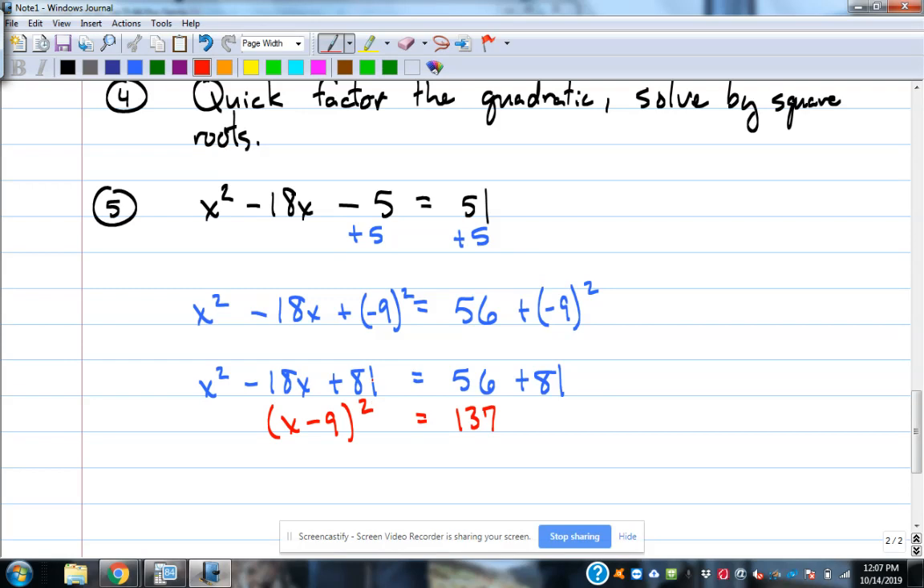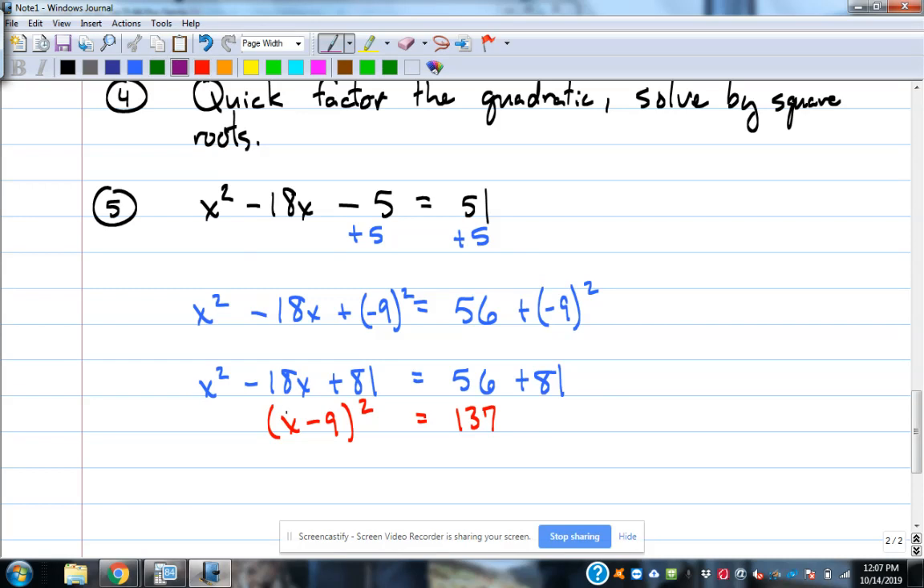Now that in red looks like the problems we were doing on numbers 2, 3, and 4, right? We can solve that by square roots. The shortcut to the factoring, the quick factor part, is: what's negative 9? Where did that come from? Half of negative 18, right? It's always going to factor that way. If half of b is negative 9, it's going to be x minus 9. If half of b was 17, it'd be x plus 17. The quick factor is it's always half of b, half of the number in front of x.